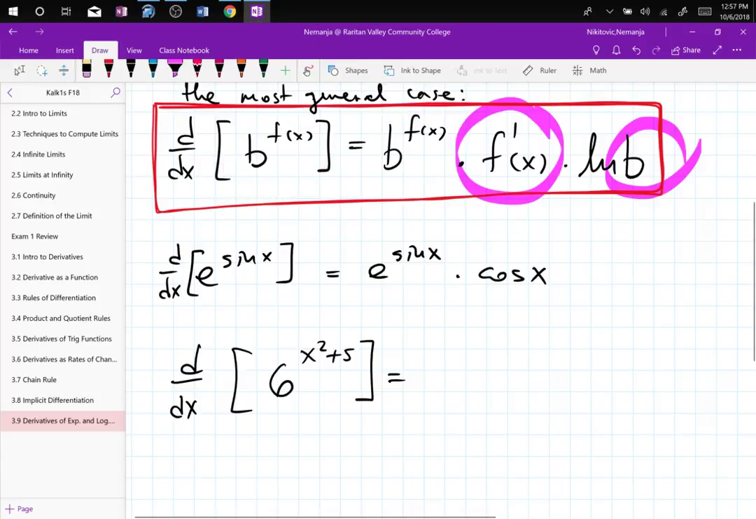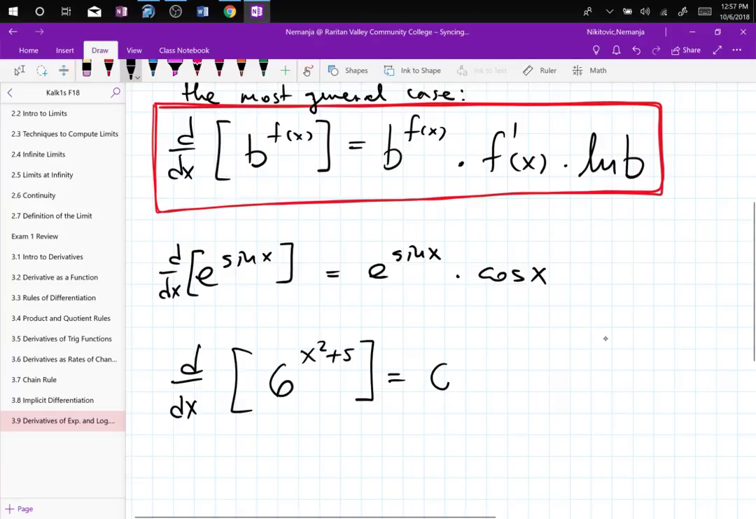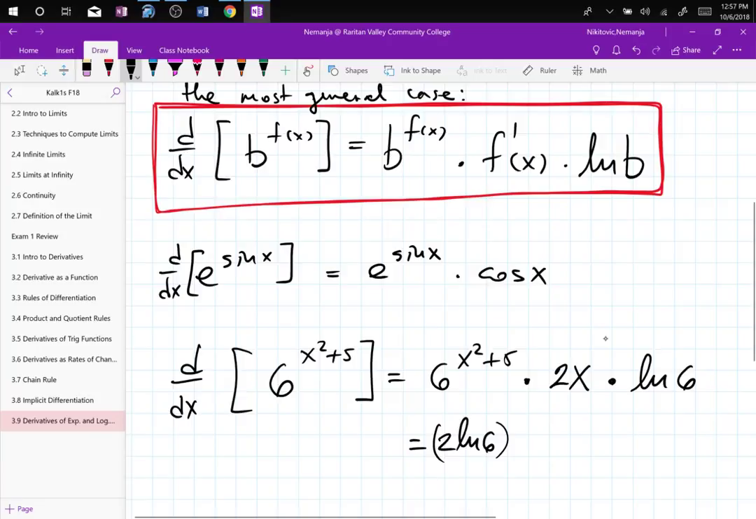So these derivatives are very quick. Exponential derivatives are the cheapest derivatives we have, with the least amount of thinking involved. Copy the same thing times the derivative of the exponent times the ln of the base. That's what it is. Copy the problem times the derivative of the exponent times ln of the base. And then you make it pretty. 2 ln 6 is a constant times x times 6 to the x squared plus 5.